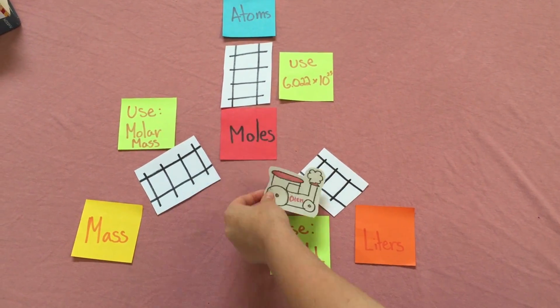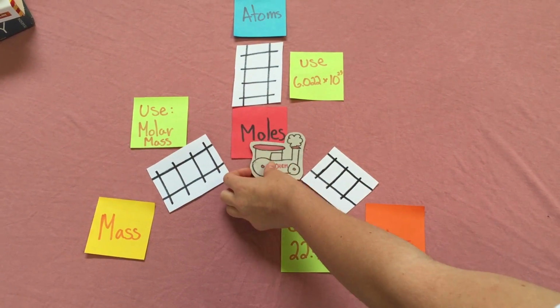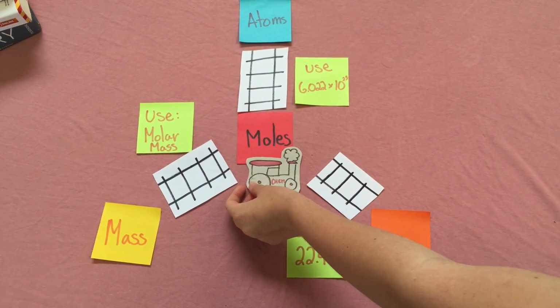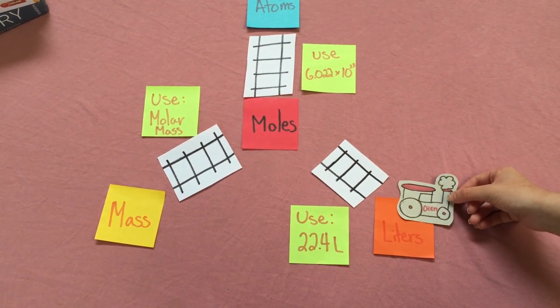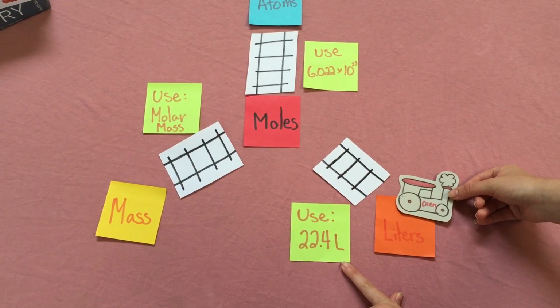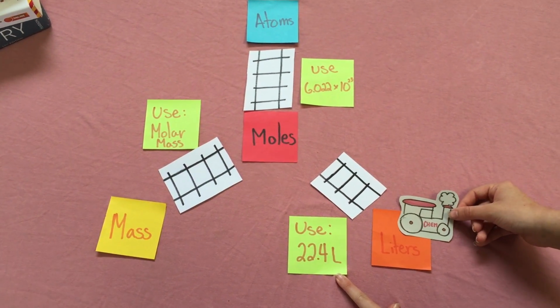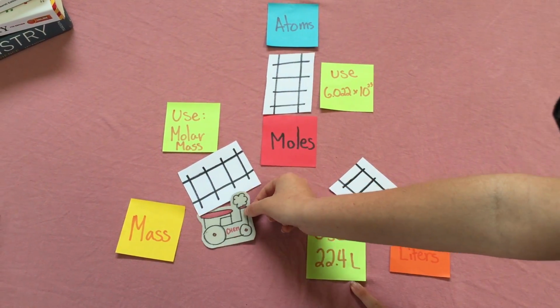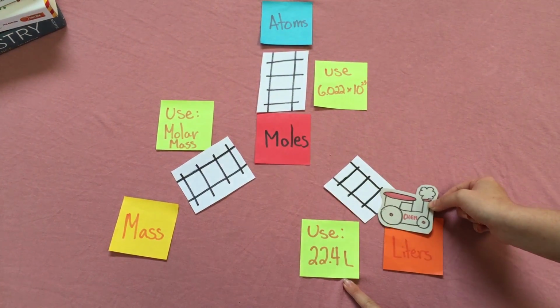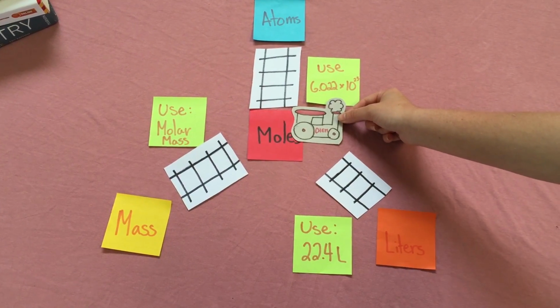I like to think of stoichiometry as a train station, but you always have to pass through the mole center station. For example, you can go from the mole station to the liter station and back again. The numbers used can be looked at as your fare. You can go from any station as long as you use.